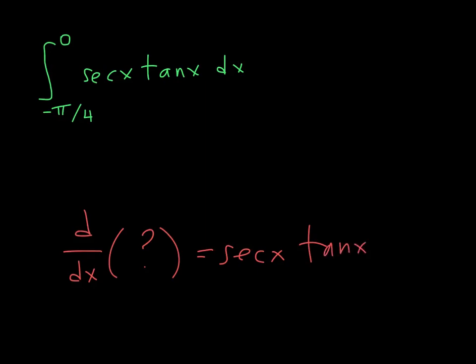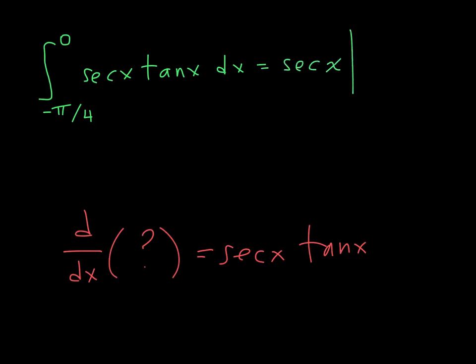The derivative of some function gives me secant x tangent of x. So as long as you know your derivatives really well, then you'll remember that the derivative of secant of x is equal to secant x tangent x. So an antiderivative for secant x tangent x is secant x. So we will use secant x.